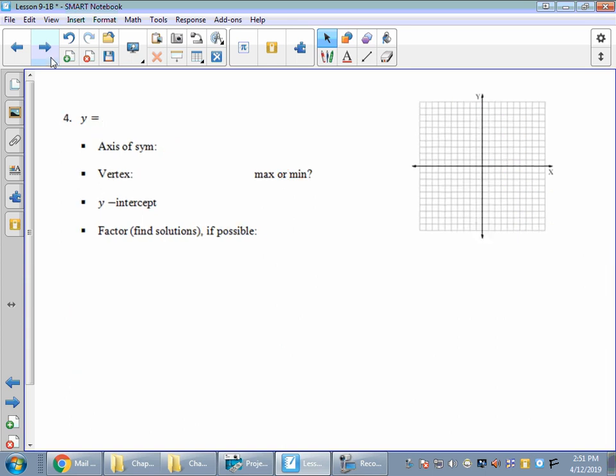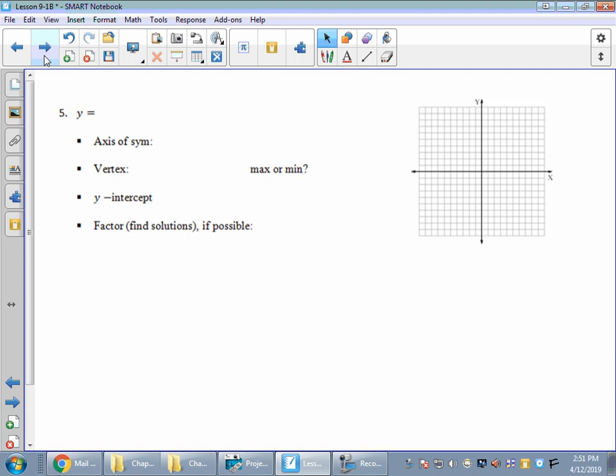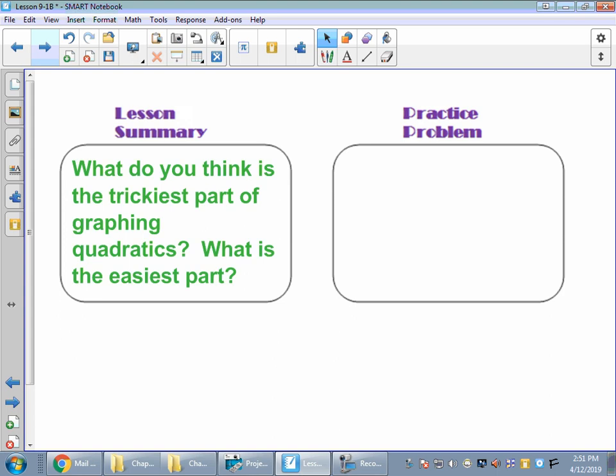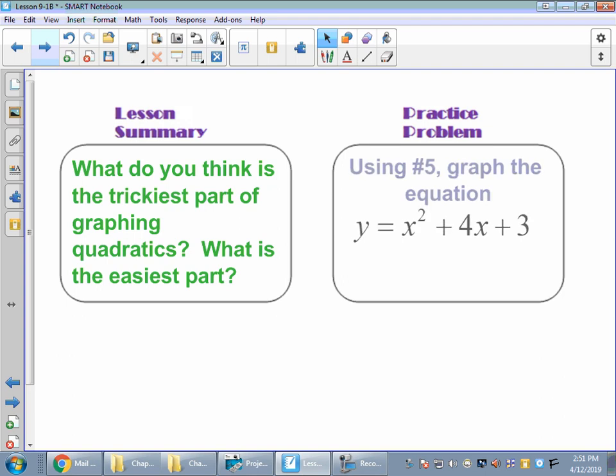Okay? Example 4, and we're going to skip example 4 and 5 because actually number 5 is going to be our practice problem. So this one, the first lesson summary, what do you think is the trickiest part of graphing quadratics? Is it getting the points? Is it the axis of symmetry? Is it the vertex? What do we do there? What's the easiest part? And then your practice problem is going to be number 5.